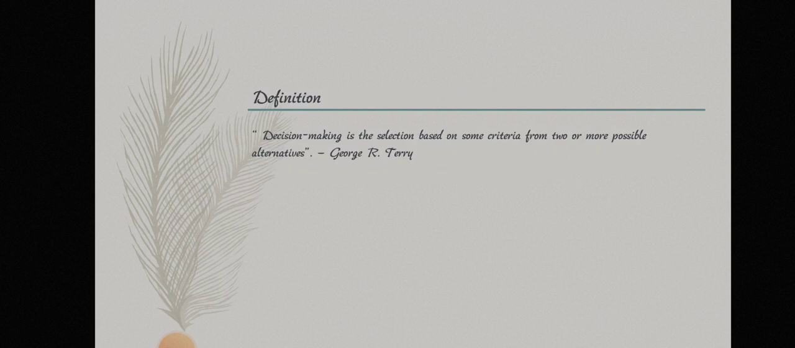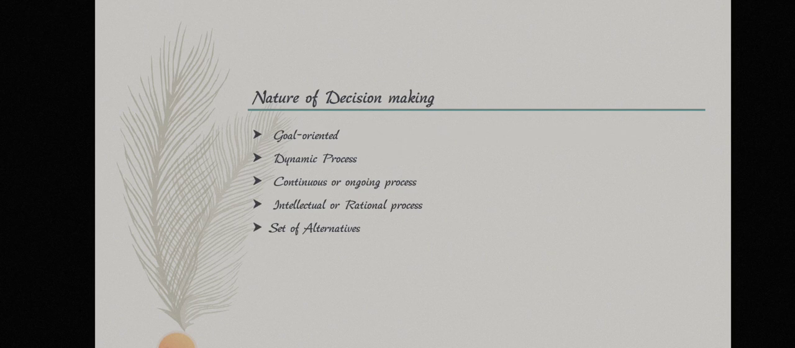And then definitions. George R. Terry says decision making is selection based on some criteria from two or more possible alternatives. This is the definition of decision making given by George R. Terry. And then the nature of decision making.